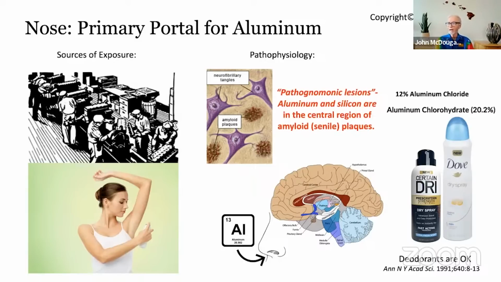If you look at Amazon, wherever you buy your antiperspirants and deodorants, what you'll find is they're back on the market. So every day you spray this huge dose of aluminum into your nose, which is the most serious portal of entry, which results in the most serious dementia.